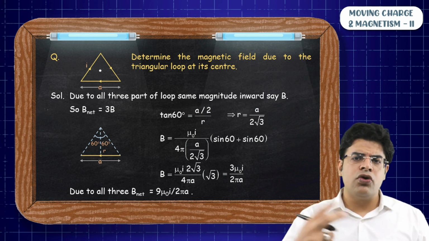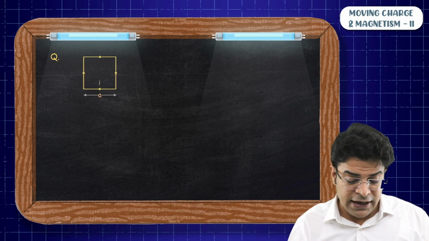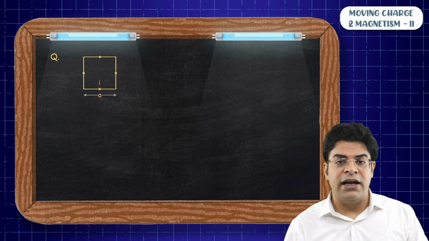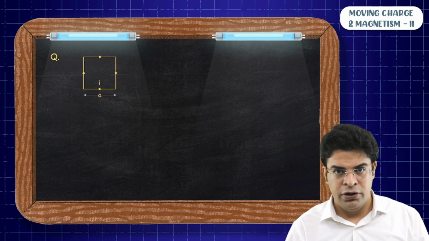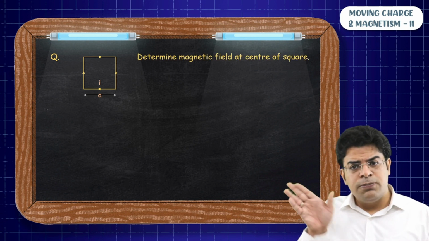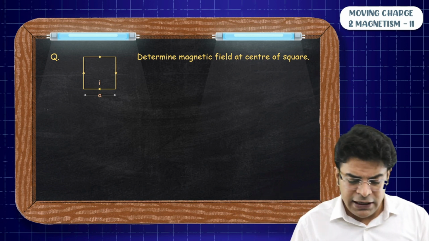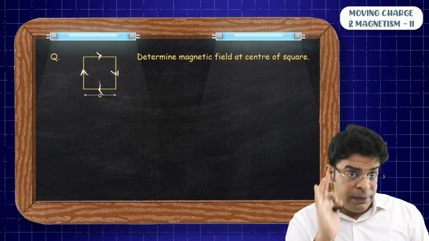Let's practice one more question of the same type. Now let's say rather than giving you an equilateral triangle, they have given you a square, a square of side length A which carries a current I. What will be the strength of magnetic field at the center of this square loop? So the same procedure. You will say that due to each part, the direction of magnetic field will be inward. Because of symmetry, each part will contribute the same to the net magnetic field at the center.